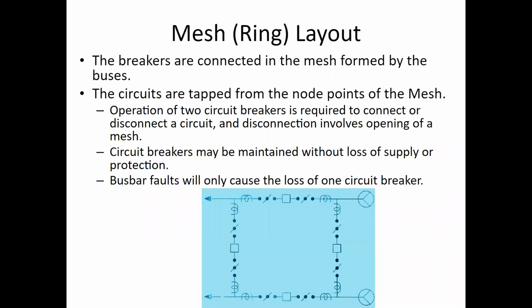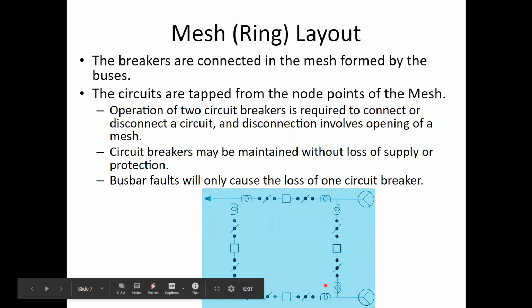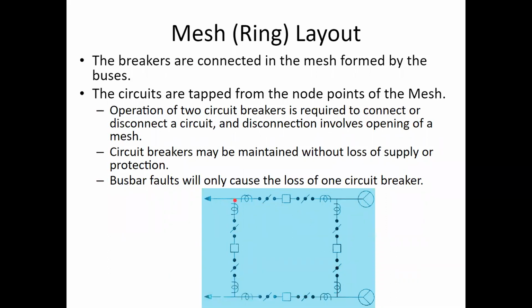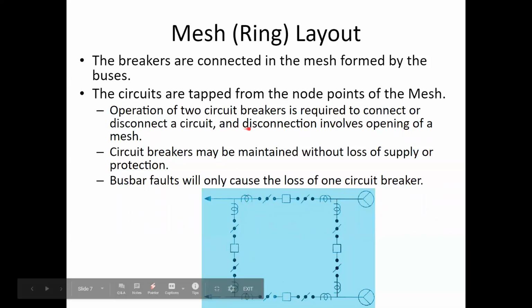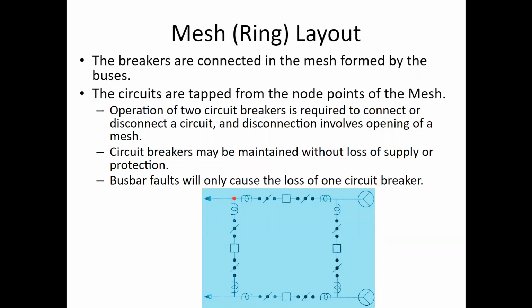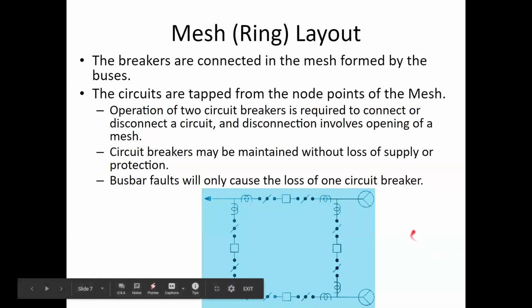Now coming to the last one, that is the mesh or ring layout. Here all the lines and all the transformers will be connected to a bus bar system which is in a ring shape. Here, just one loop is shown. It will be many loops, many networks together, so that circuits can be tapped from any node. This is the node. Any junction can be connected to a line or a transformer, and the other side of the transformer will be connected to another mesh. Like this.